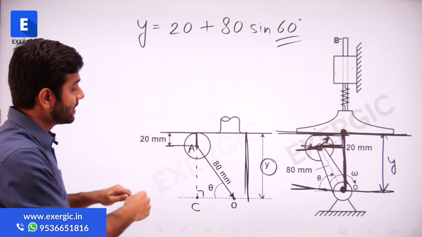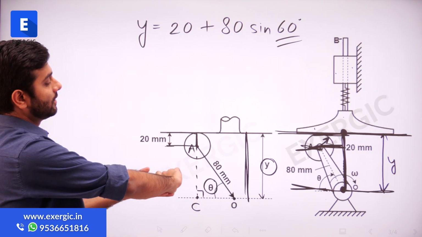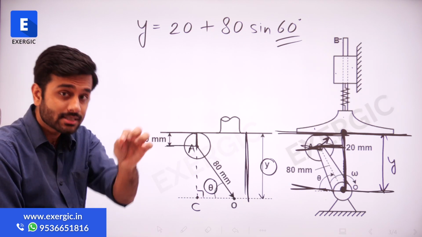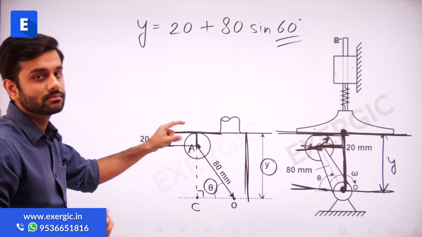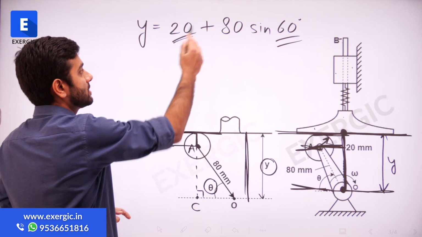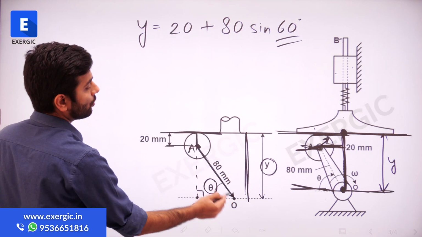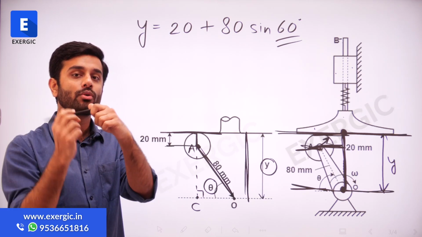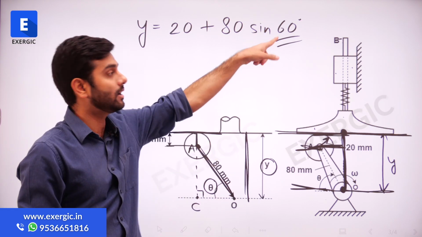That is fixed. Even if I rotate it, even if this theta value becomes 30 degrees, even if this theta value becomes 90 degrees, still the distance between A and this surface will be 20, because that will always be equal to the radius of the roller. So this is a constant which is not going to change. 80 is also a constant. 80 is OA. That is not going to change. Now the OA length will not change. It will just keep on rotating, but the theta value will keep on changing. Theta is not a constant here.